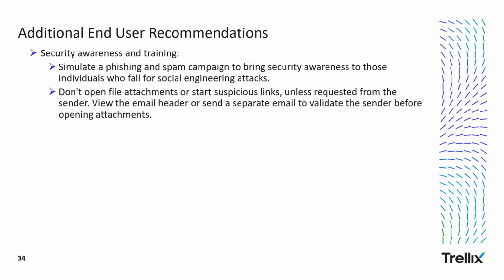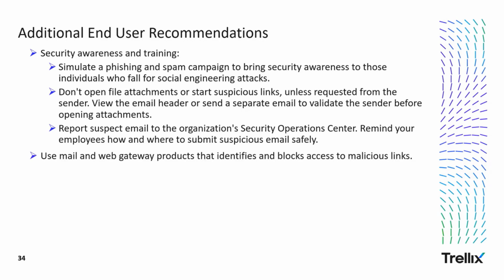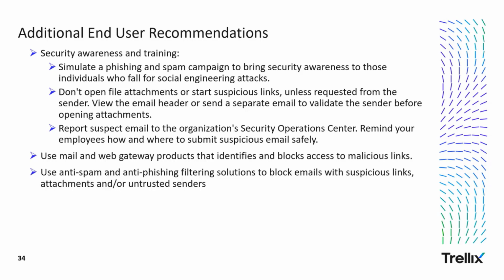View the email header or send a separate email to validate the sender before opening attachments. Be sure to remind your users to report suspect email to the organization's SOC. Remind your employees how and where to submit suspicious emails safely. Use mail and web gateway products to identify and block access to malicious links. Use anti-spam and anti-phishing filtering solutions to block email with suspicious links, attachments, and or untrusted senders.